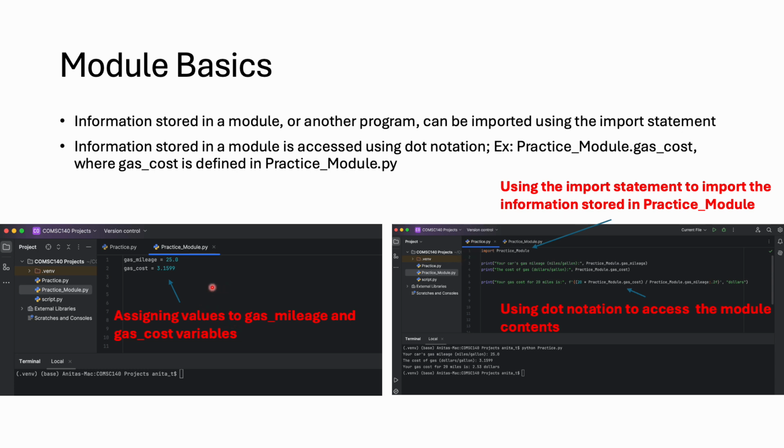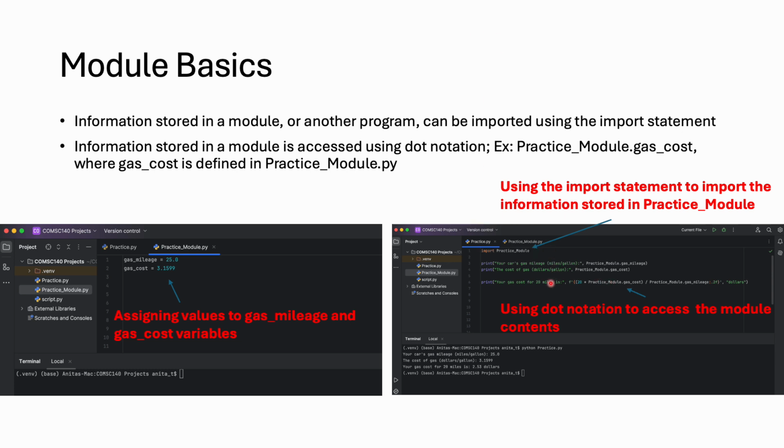Our module script, shown on the left-hand side, assigns 2 floating point values, 25 and 3.1599, to 2 variables called gas mileage and gas cost. Now in the main script shown on the right hand side, we can import these variables and their associated values using the import statement shown in the first line of code here. To retrieve the variables gas mileage and gas cost and operate or manipulate them, we use dot notation. An example of using dot notation to access modules data is shown here.